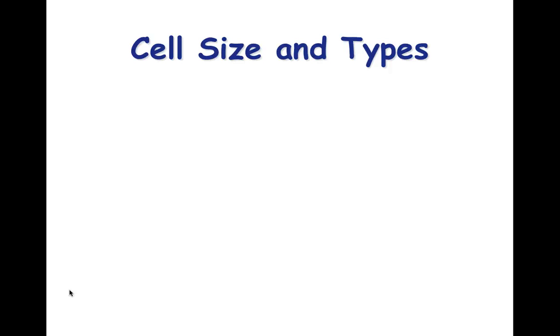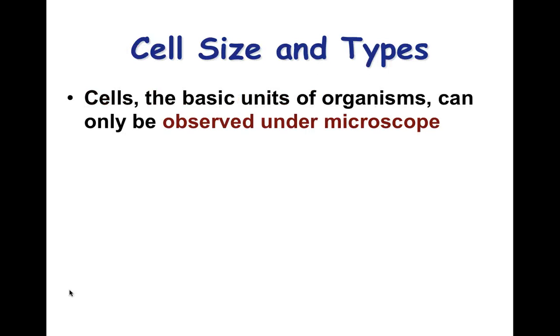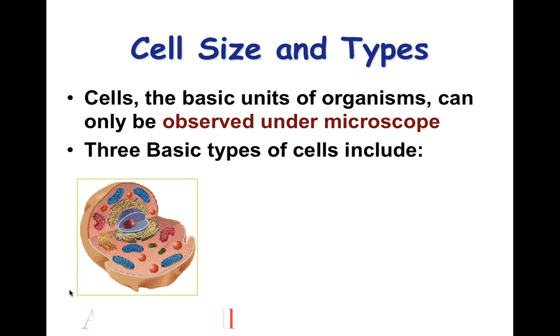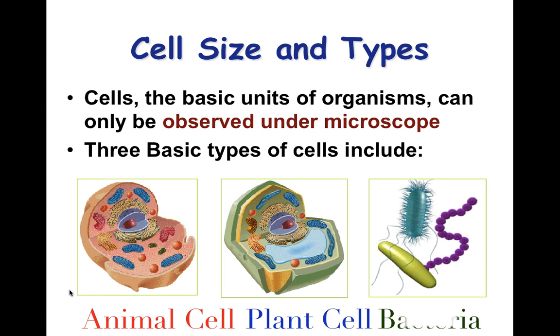So let's talk a little bit about cell size and types. Cells, the basic units of organisms, can only be observed under microscopes. The three basic types of cells that we are going to cover in this unit are going to be animal cell, plant cell, and bacteria cell.